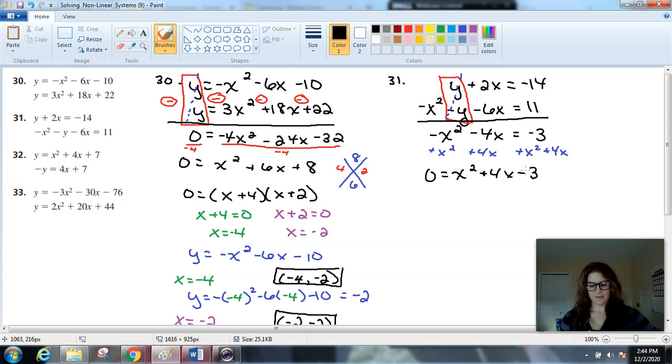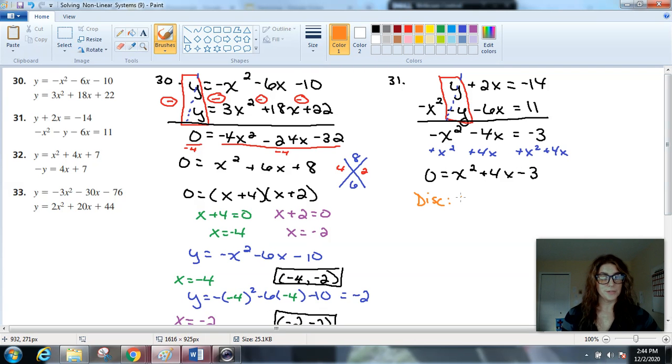Okay? And from here, I would try to factor, but I can't. There's no factors of -3 that would add to a +4, okay? So in that case, we're going to have to do a little bit of work with our discriminant and our quadratic formula.